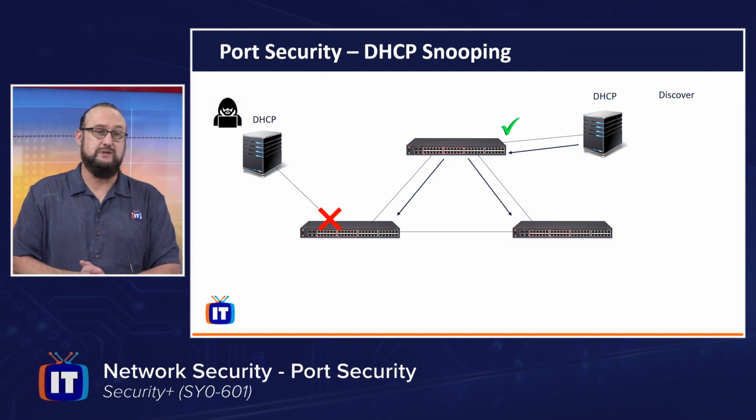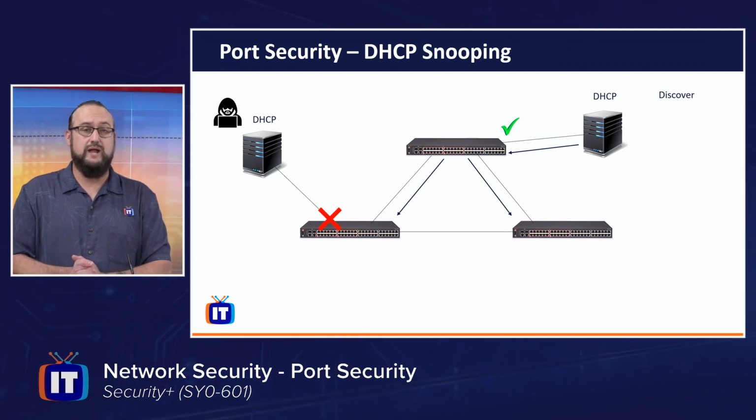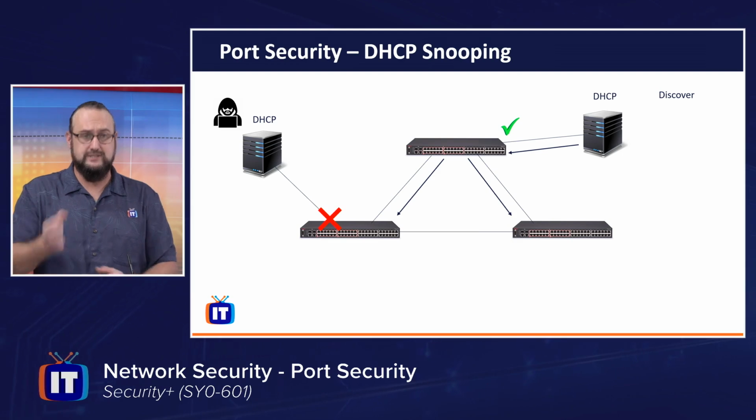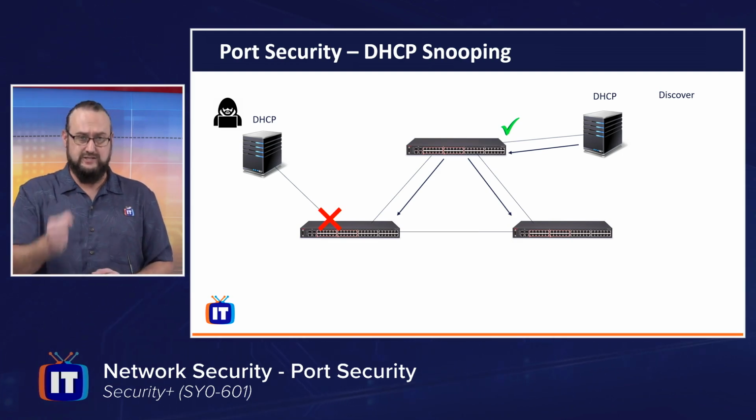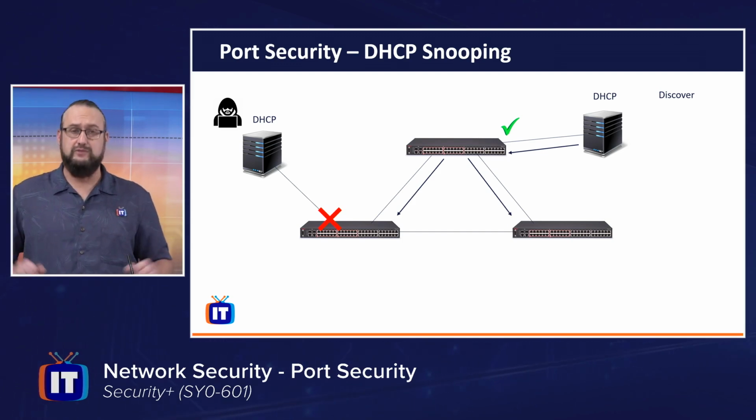So that essentially is what DHCP snooping is. Really just, at the end of the day, think about it as a way that says this port is allowed to send DHCP communications. All these other ports, no, we're going to block them. So that'll keep those unauthorized DHCP servers off your network.